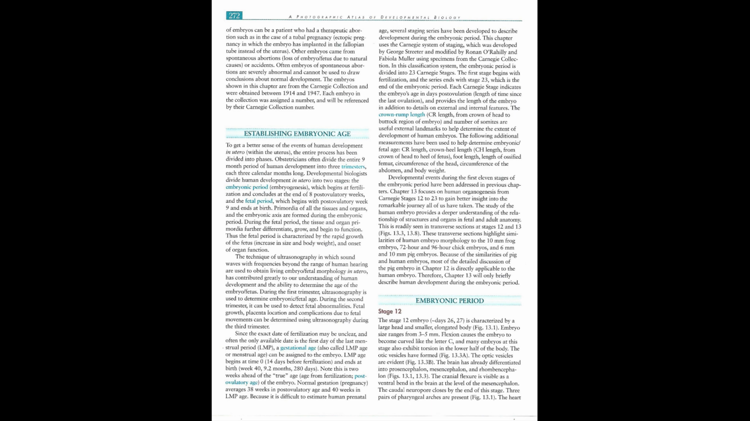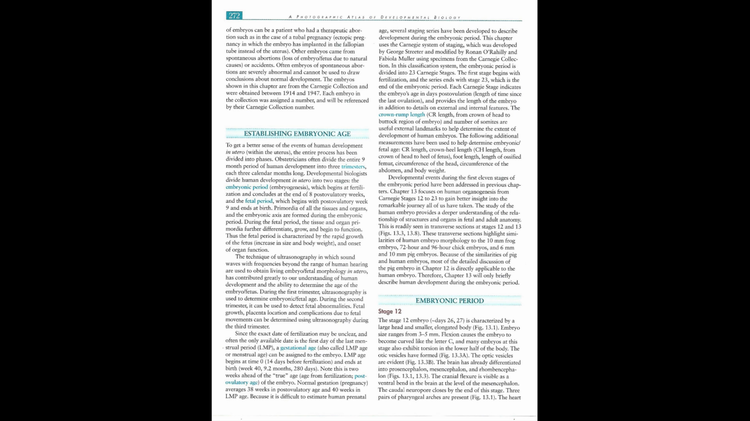length of time since the last ovulation, and provides the length of the embryo in addition to details on external and internal features. The crown rump length, CR length, from crown of head to buttock region of embryo, and number of somites are useful external landmarks to help determine the extent of development of human embryos. The following additional measurements have been used to help determine embryonic/fetal age: CR length, crown heel length, CH length, from crown of head to heel of fetus, foot length, length of ossified femur, circumference of the head, circumference of the abdomen, and body weight.